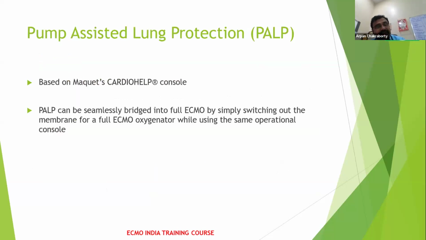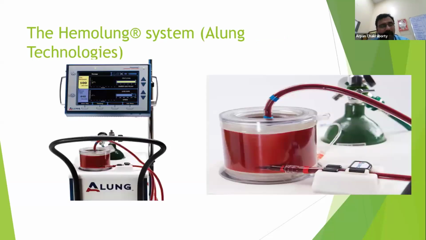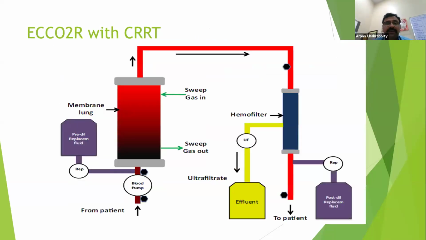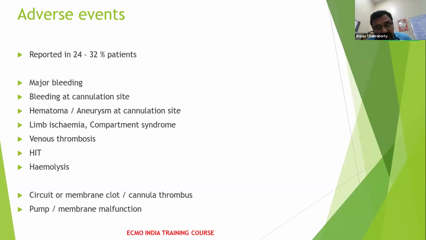Now pump assisted lung protection, the PALP, uses the Mackay's Cardio Health console, and the Hemolung system is another technique for ECOR, which are very costly and have not become very popular. Now, you can even do ECOR with the CRRT. In your CRRT circuit, you can put the membrane lung, and connect a sweep gas in and sweep gas out. Reported adverse events are mostly like those with dialysis, like bleeding from the cannulation site, hematomas, venous thrombosis, heat, and hemolysis.